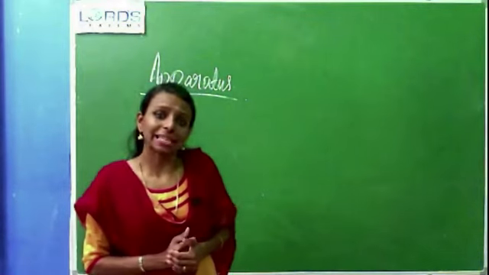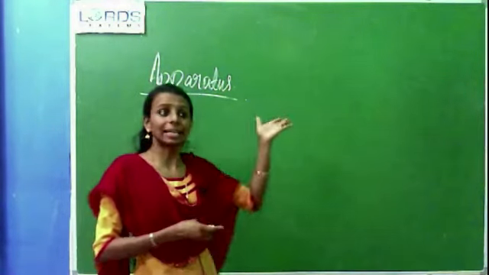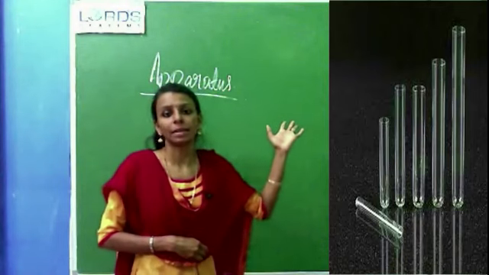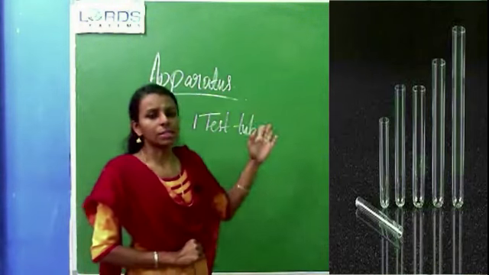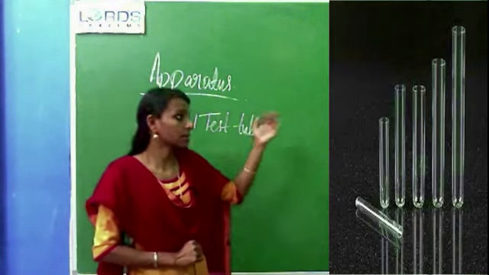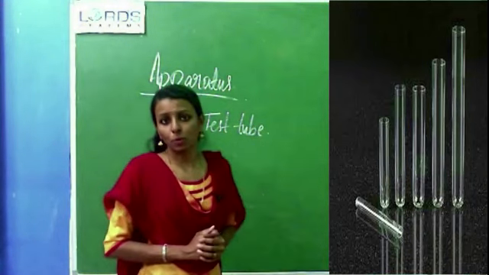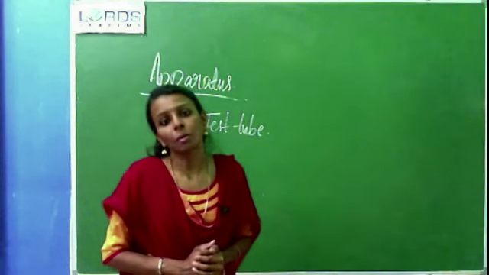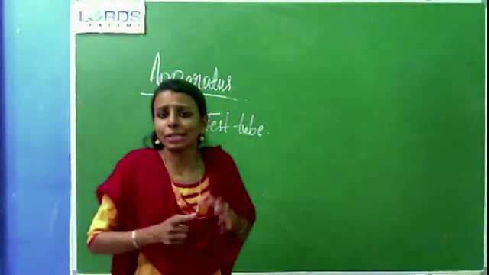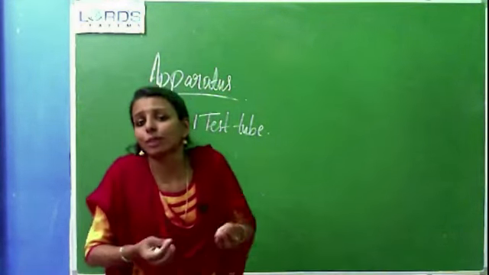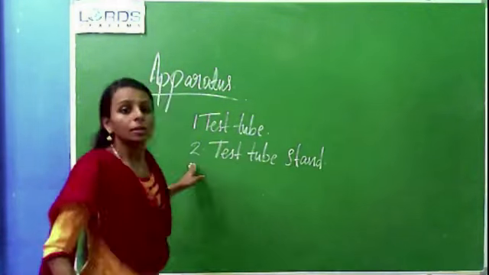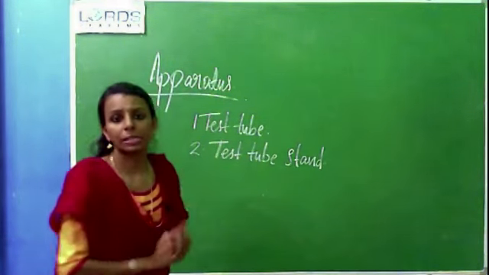The first apparatus we are using in the chemical laboratory is the test tube. We can see the test tube here. This test tube is made up of hard glass or Pyrex glass, and it is used for doing experiments with small quantities of chemicals. The second apparatus, test tube stand.